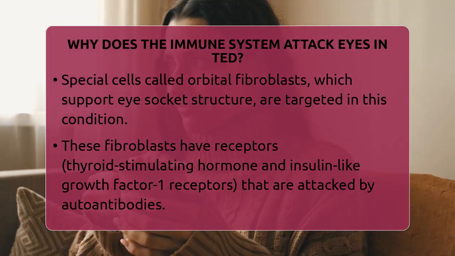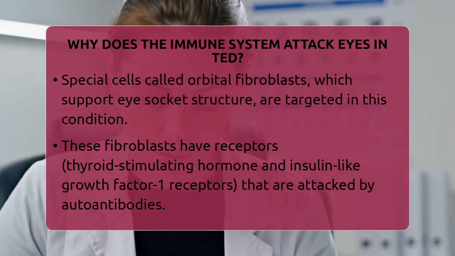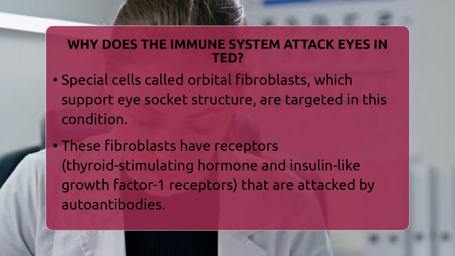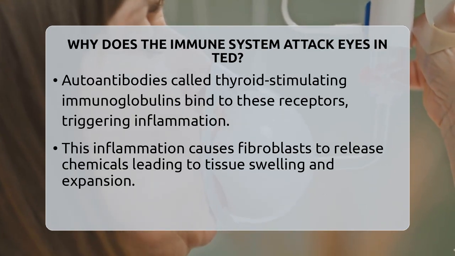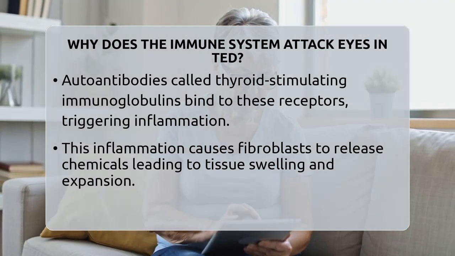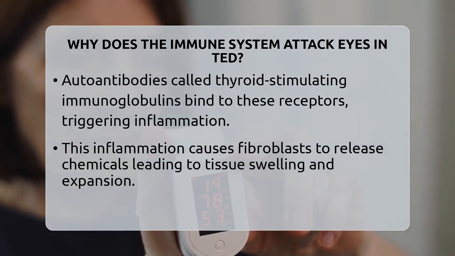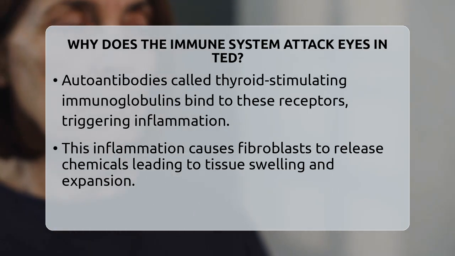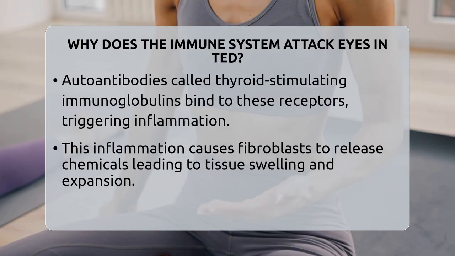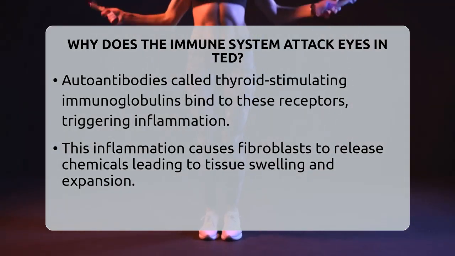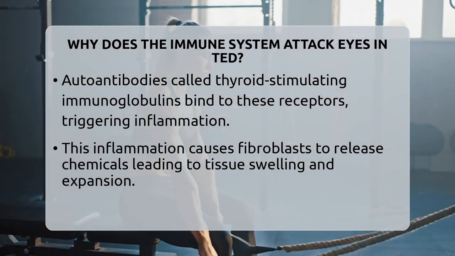The fibroblasts also multiply and change into fat cells or myofibroblasts, which can cause tissue remodeling and fibrosis, making the eyes appear bulging or protruding. The immune response involves both innate and adaptive immunity, meaning the body's immediate defenses and long-term immune cells work together to amplify the attack. Immune cells like lymphocytes release cytokines, which are chemical messengers that promote inflammation and tissue damage. This ongoing immune activity results in symptoms like redness, swelling, eye bulging, and sometimes even vision problems.